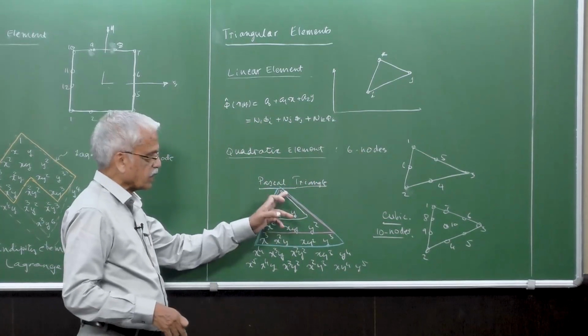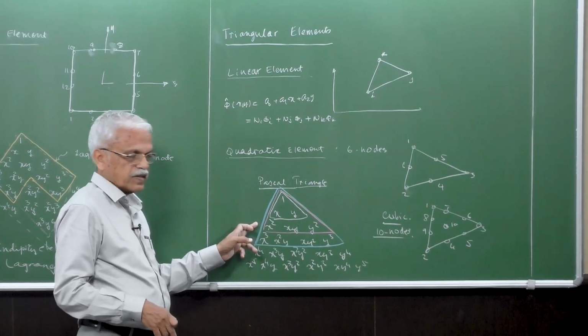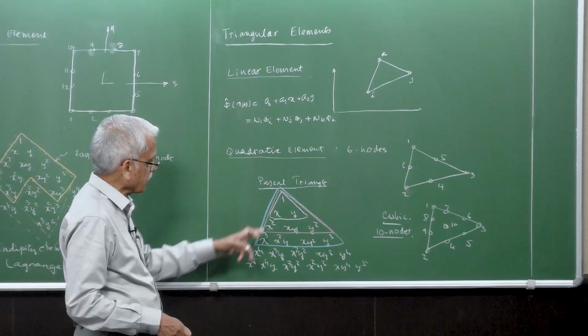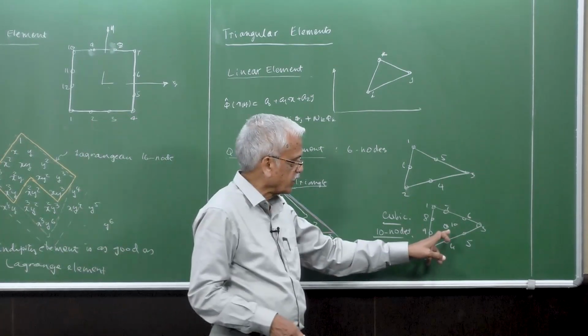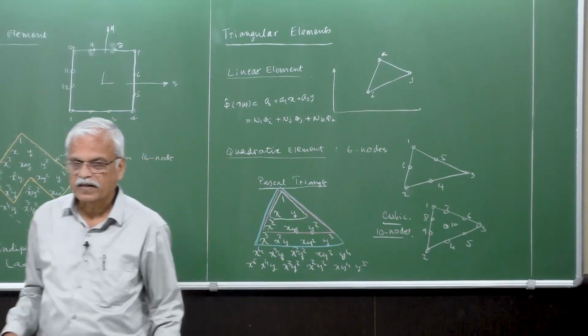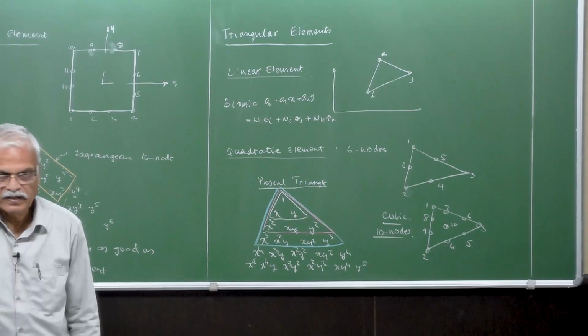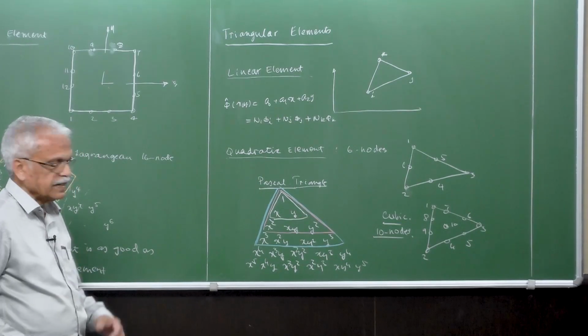So for linear to complete here, we require 3 terms. For quadratic to complete here, we require 6 terms, so 6 nodes. And to complete this one, we require 10, and we have put 9 very nicely, and only one additional node, the 10th one, in the center. So like this, in fact, you can even go for the next one.